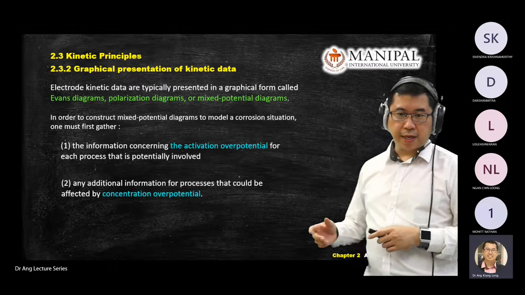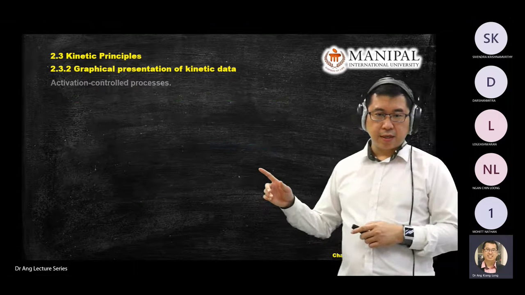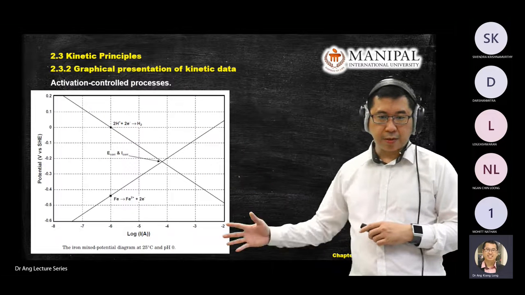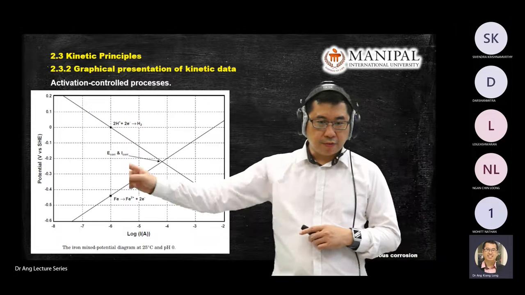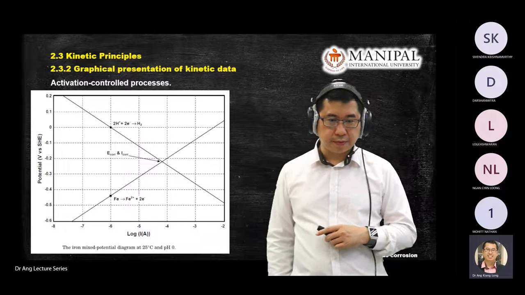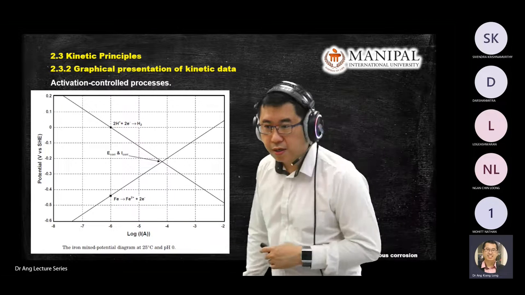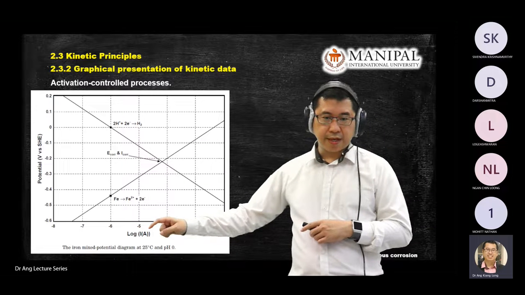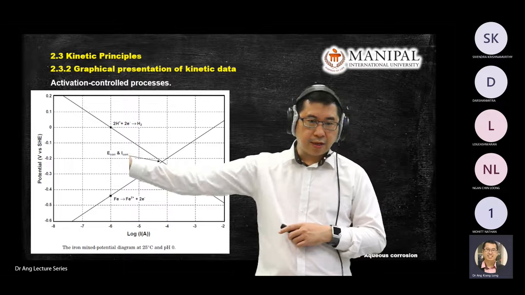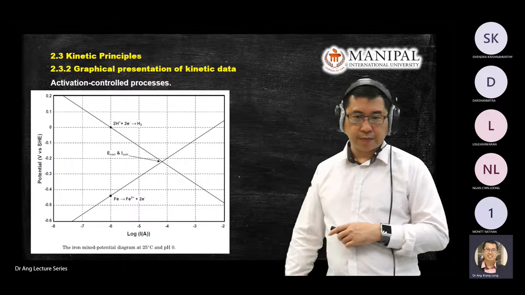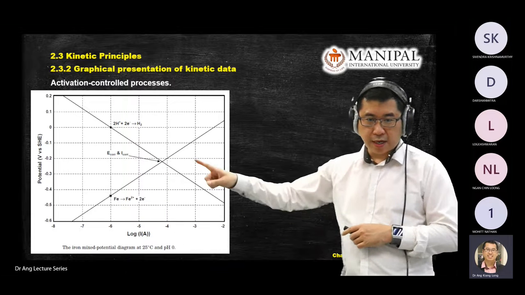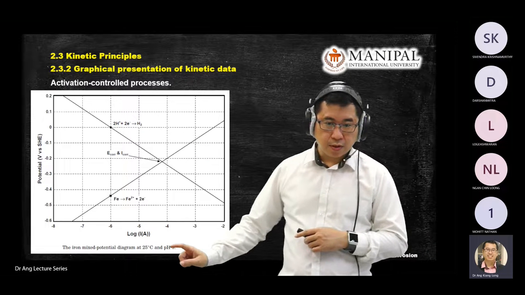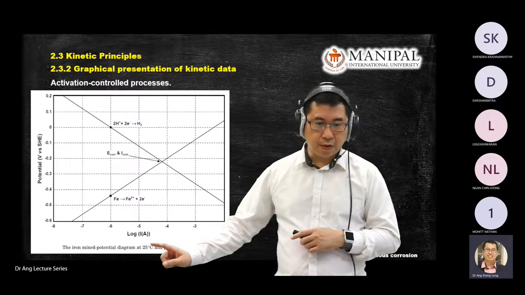So what do we mean by an activation control process? You will see this is a sample of a graph, potential versus current. This is the log current in ampere. On the y-axis is voltage. Again, you are seeing two lines here. This one is for 25 degrees C for iron.